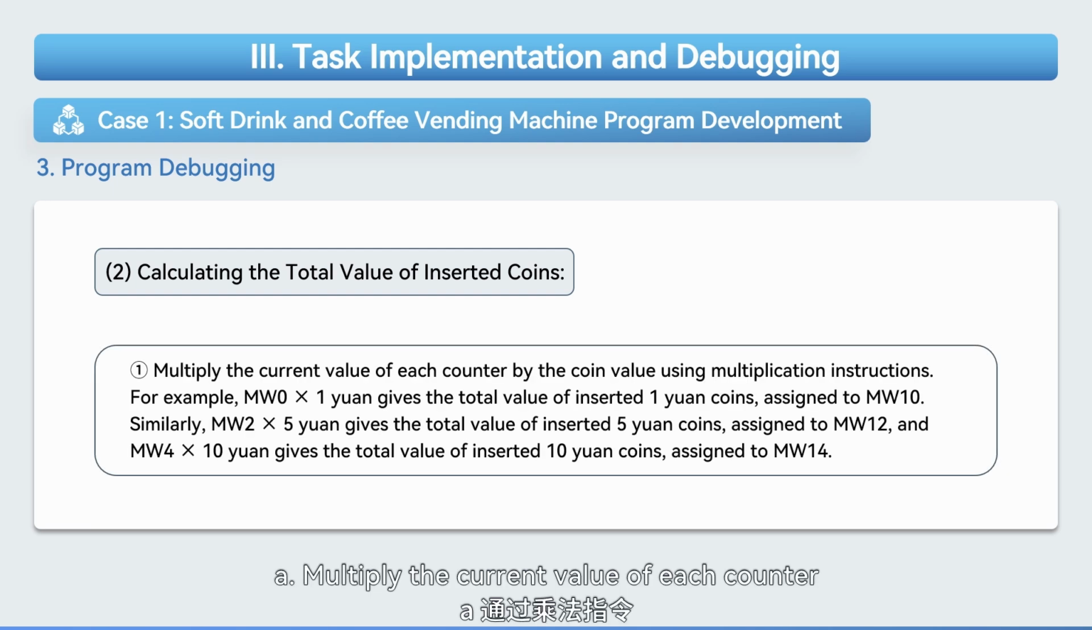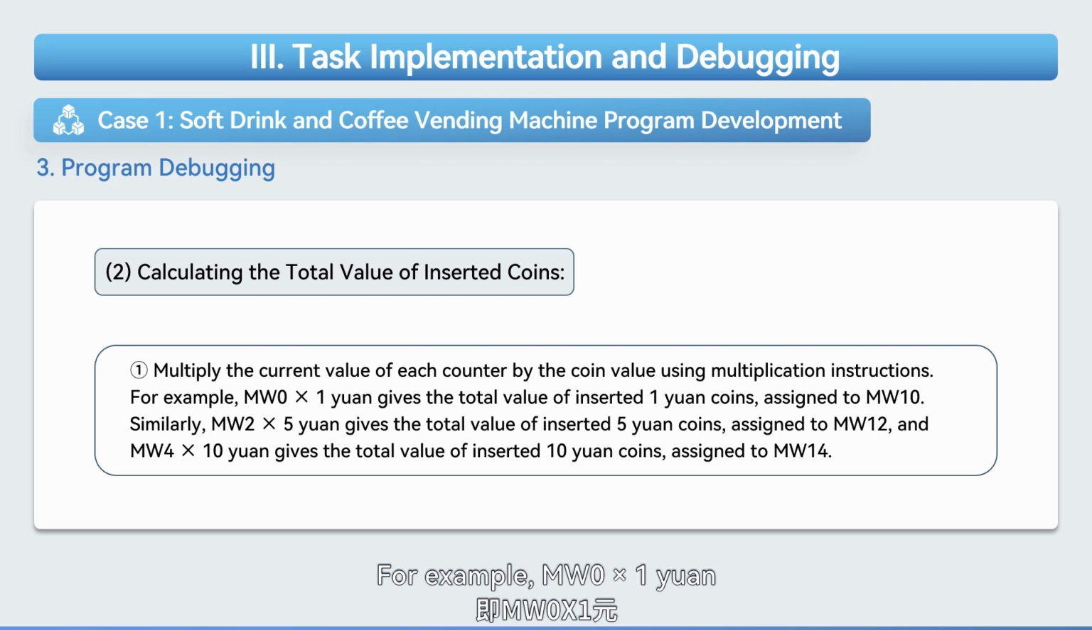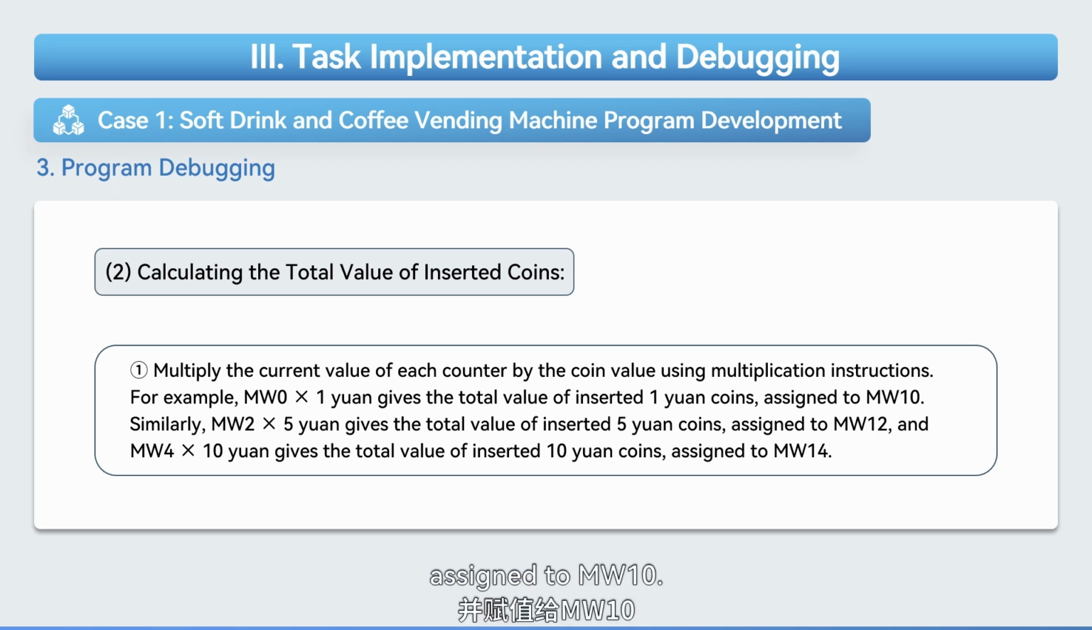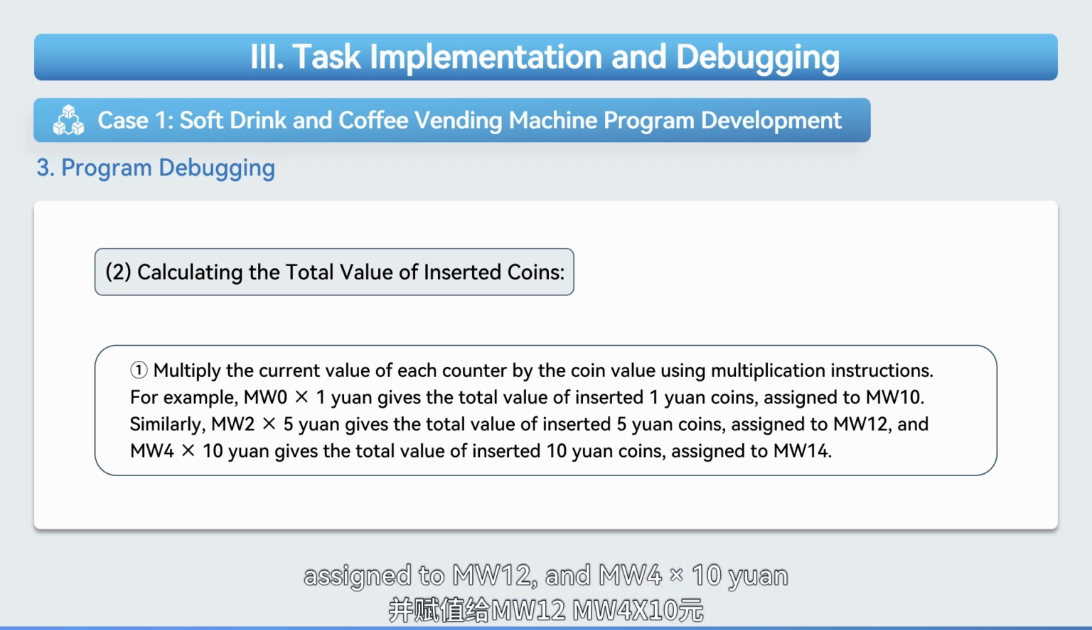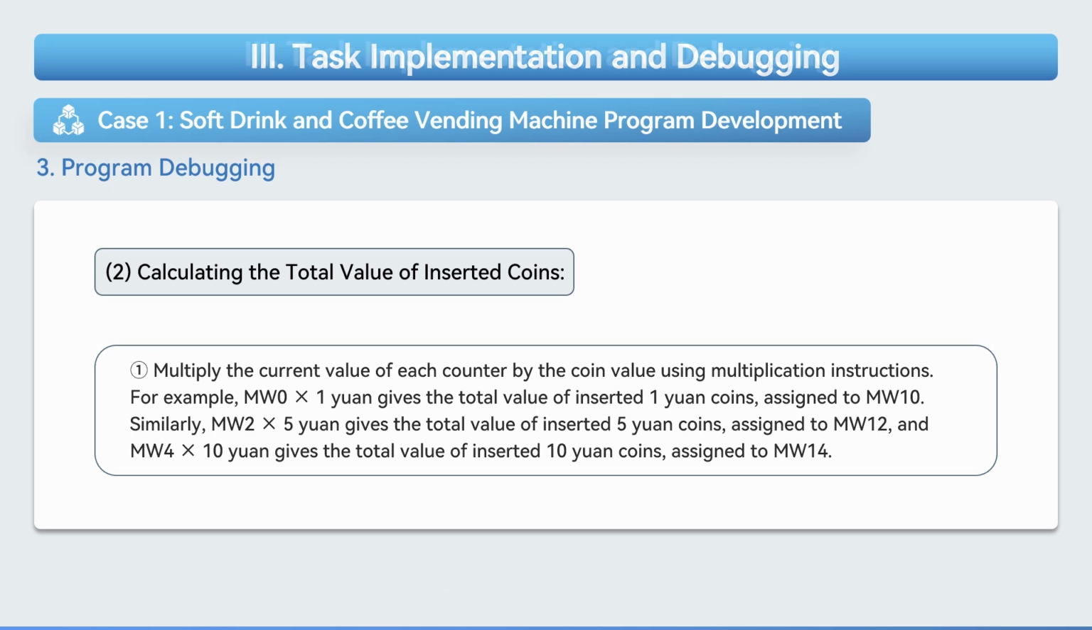A. Multiply the current value of each counter by the coin value using multiplication instructions. For example, MW0 times 1 yuan gives the total value of inserted 1 yuan coins, assigned to MW10. Similarly, MW2 times 5 yuan gives the total value of inserted 5 yuan coins, assigned to MW12, and MW4 times 10 yuan gives the total value of inserted 10 yuan coins, assigned to MW14.